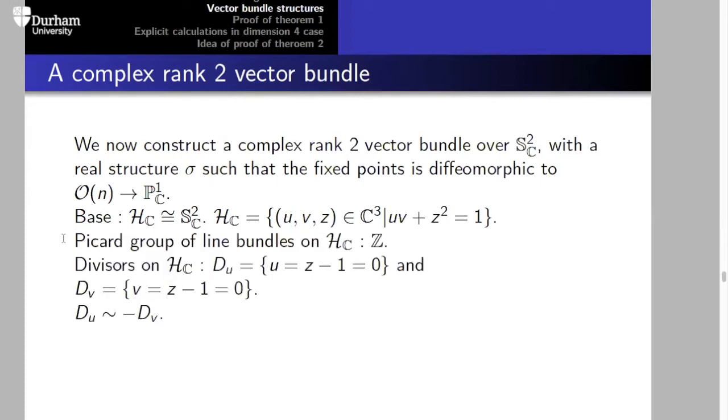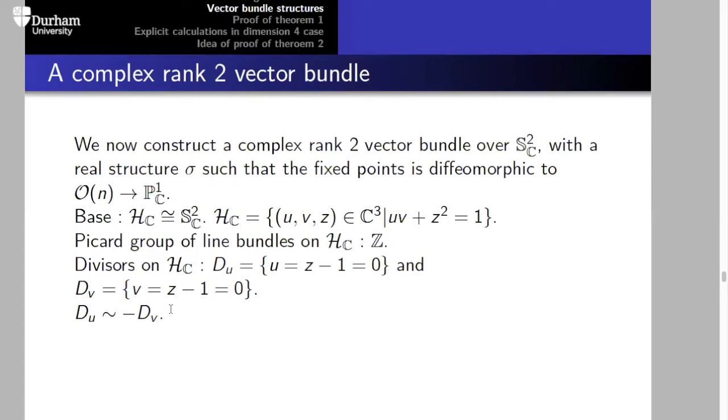Now I'm going to construct a rank 2 vector bundle over HC, and first of all I'll look at the line bundles. The Picard group of HC is given by Z. Each divisor on HC represents a line bundle. And there are two particular divisors on HC that are not principal. There's du, which is given by u equals z minus 1 equals 0.